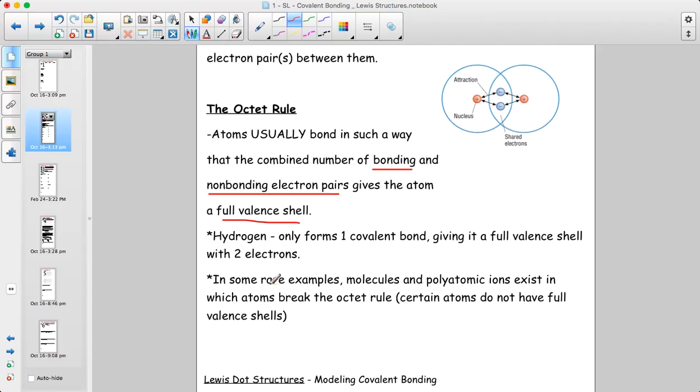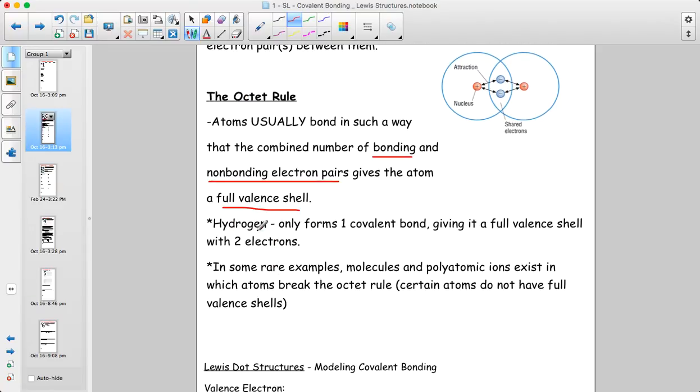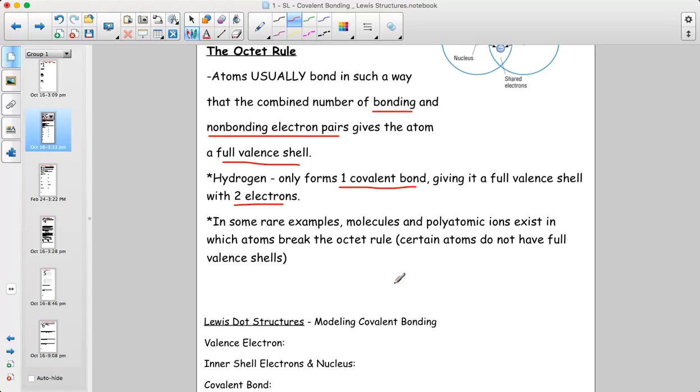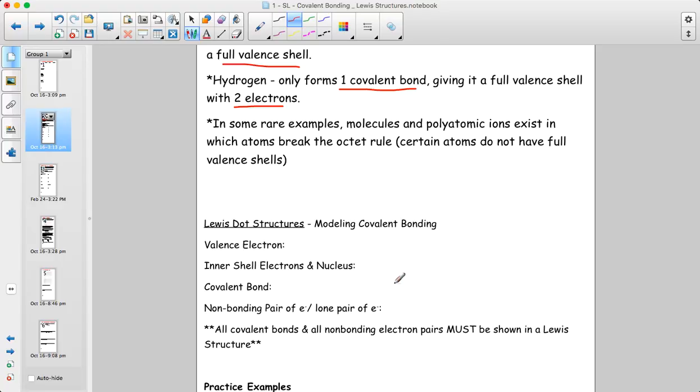There are, of course, some exceptions to this. Something like hydrogen, which is so small, only ever forms one covalent bond because for it to have a full valence shell only requires 2 electrons. So it's not really breaking the octet rule. It doesn't need to go for a full octet. It just needs 2 electrons to have a full shell. There are going to be some strange examples that we'll get to in the video, which are called exceptions to the octet rule. They will bond in such a way where they don't have a full octet, and they are strange. They're exceptions, and they sort of just need to be memorized.